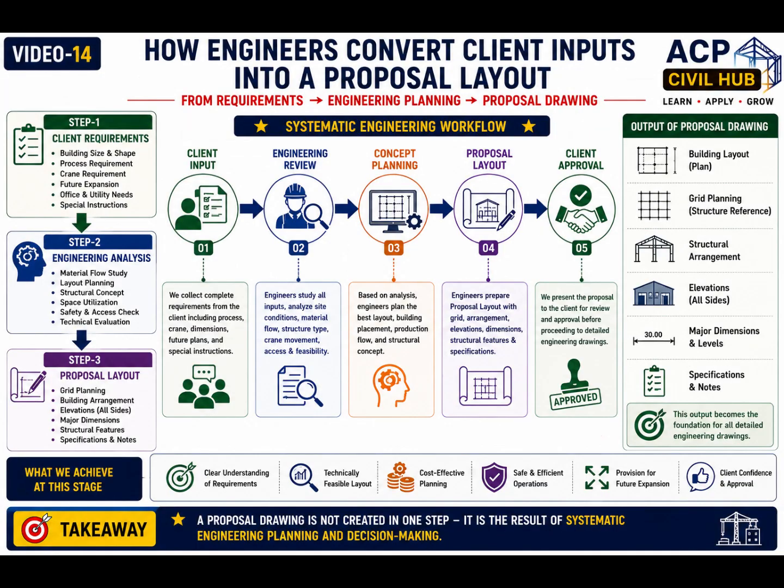Now let's understand the complete engineering workflow. The process starts with collecting client requirements. Engineers then review all project information and analyze the technical feasibility. Based on this analysis, the building concept is planned and the proposal layout is prepared. Finally, the proposal is presented to the client for approval. Once approved, it becomes the foundation for all detailed engineering drawings.